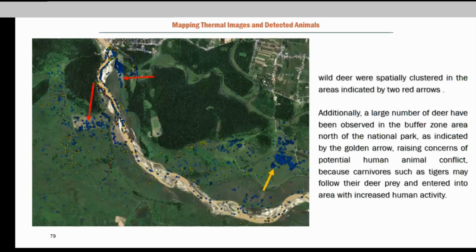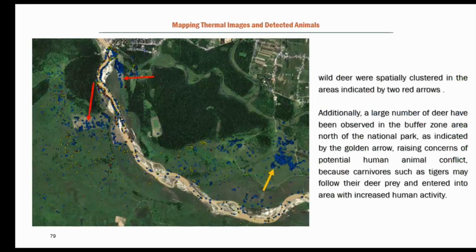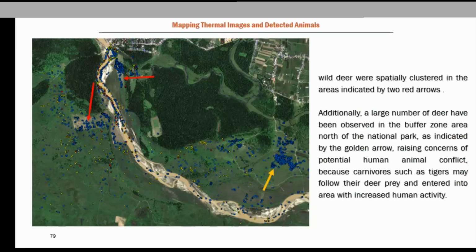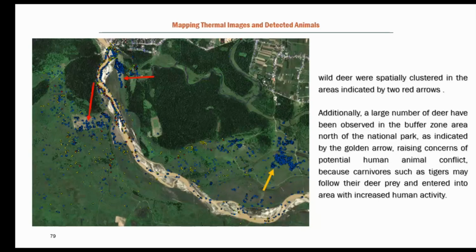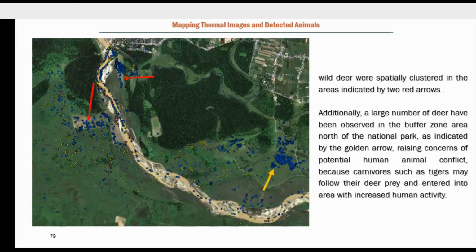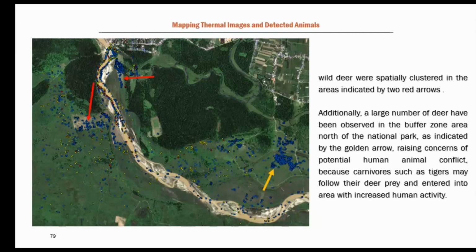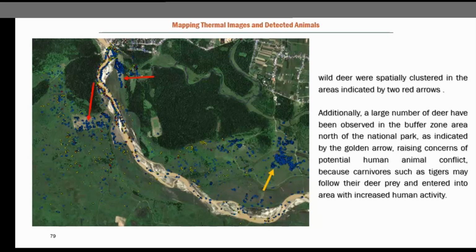For example, wild deer were spatially clustered in the regions indicated by the 2 red arrows, while the grass was nearly eaten out. Additionally, many wild deer have been observed in the buffer zones as indicated by the garden zone. This means some large predators like tigers and leopards may follow these wild deer into this region, which may raise human-animal conflict.